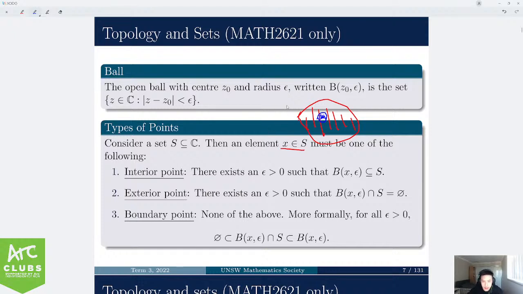Okay. So let's consider this point over here. Clearly, again, we can find another ball around the point, and notice that this entire ball lies outside the set. Okay, and the boundary point is when neither condition 1 nor condition 2 is true. So essentially, let's have a look at a boundary point over here. No matter how small you make the ball, there's always going to be part of the ball that lies inside the set and part of the ball that lies outside the set. And that's what we call a boundary point.